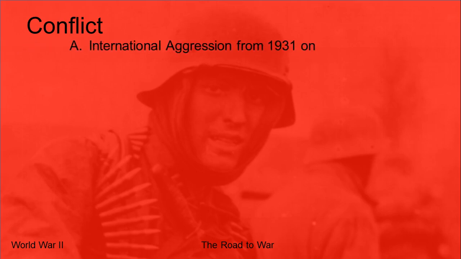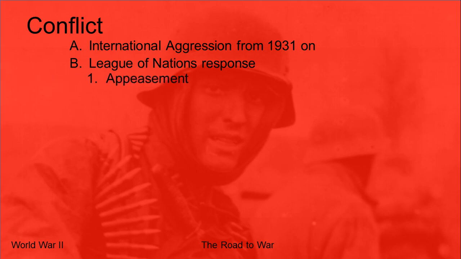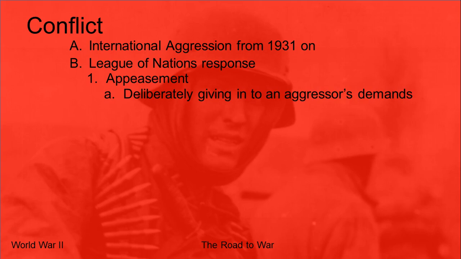Okay. This conflict, these acts of international aggression, begin in 1931 and just continued throughout the decades. So, as the Great Depression had just started, these dictators are able to solidify their power and go on the offensive. The League of Nations, which was created at the end of World War I to prevent this type of aggression and to prevent another war, is going to respond to these things with what we call appeasement. Appeasement is giving in to an aggressor's demands, giving them what they want, hoping that they will stop.